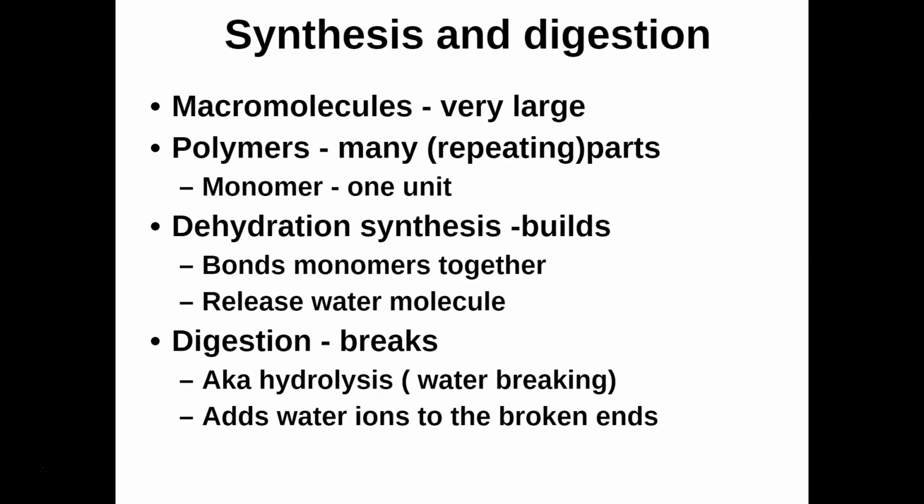So there are different ways that these carbon skeletons can be synthesized or built up, and there are different ways that they can be digested or break down, because macromolecules are quite large, and they often consist of these polymers, which are the same repeating units. So a polymer is just a repeating unit of a monomer.